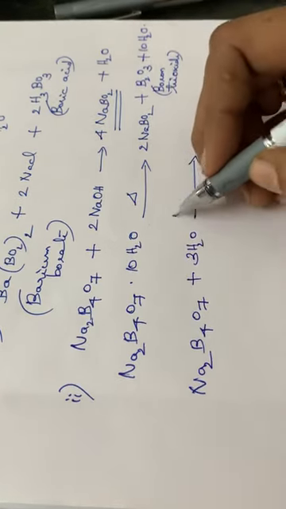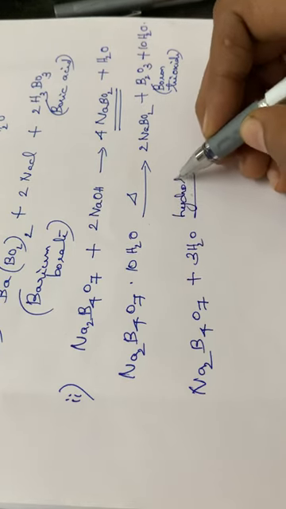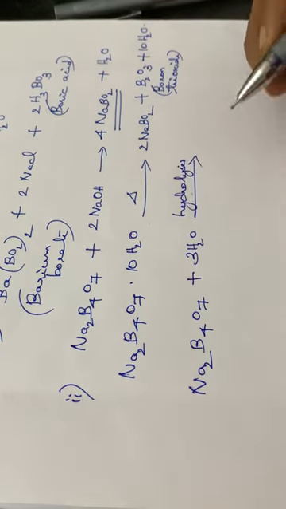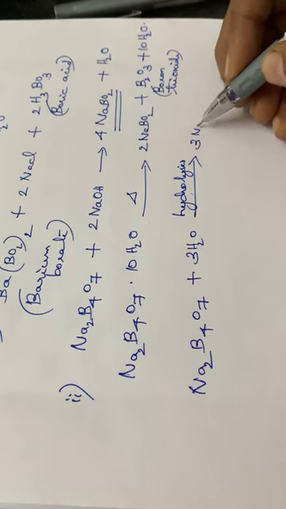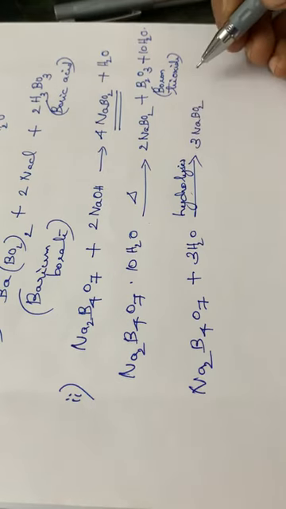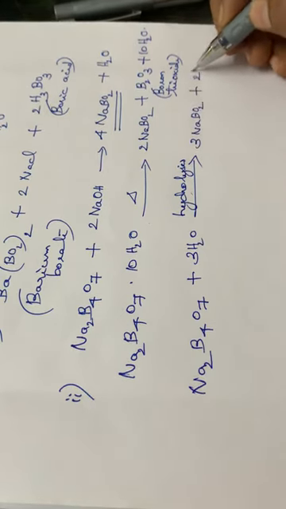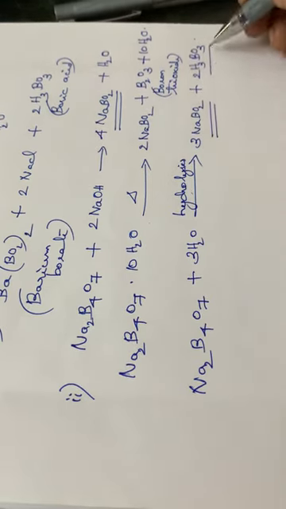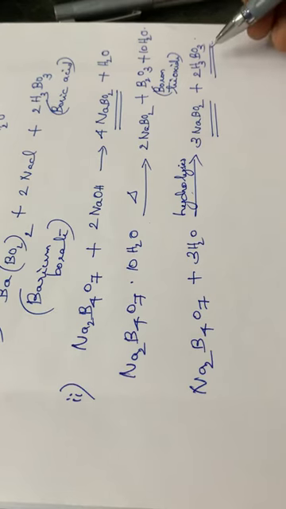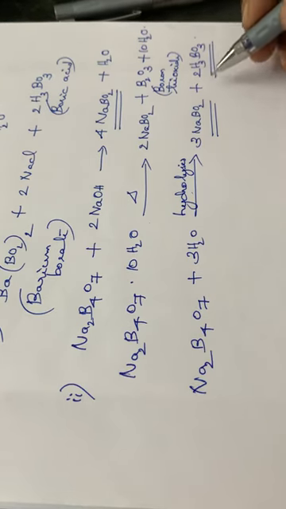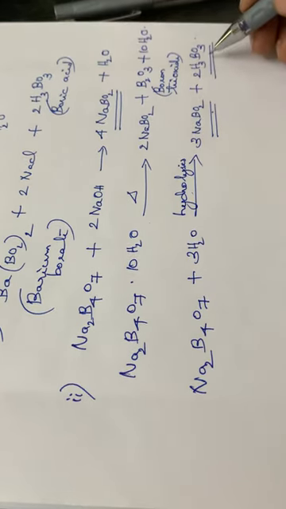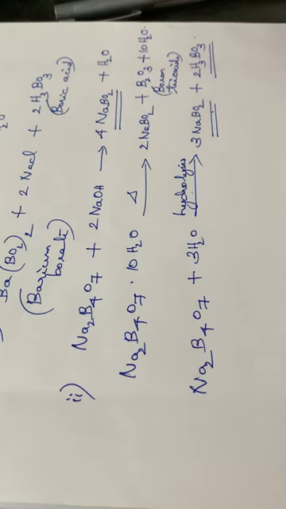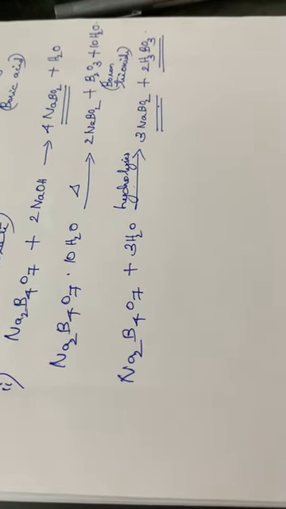Then another reaction of this borax is Na2B4O7 plus 3 molecules of water. That means here hydrolysis takes place, isn't it? Addition with water means it is hydrolysis. It will be giving 3 molecules of sodium metaborate plus 2H3BO3, that is boric acid. I am not writing the names again, you have to write down the names also. This is sodium metaborate and this is boric acid. Hope you had written this reaction as well.